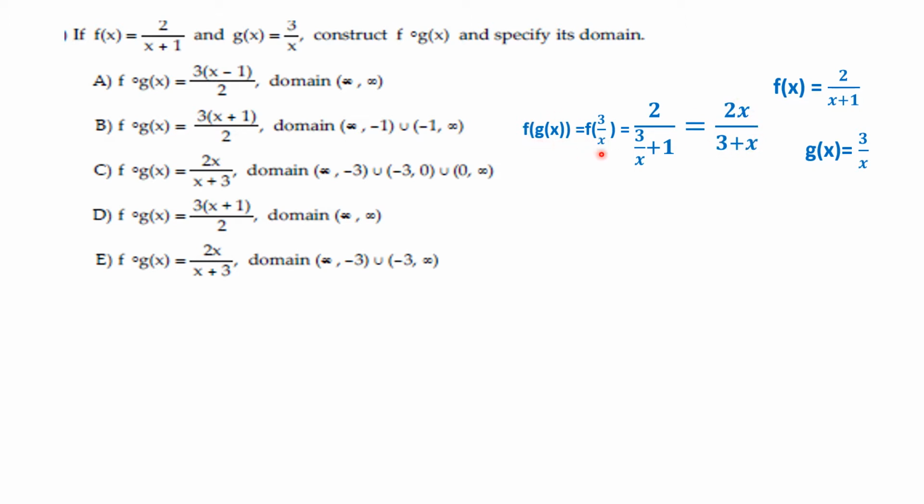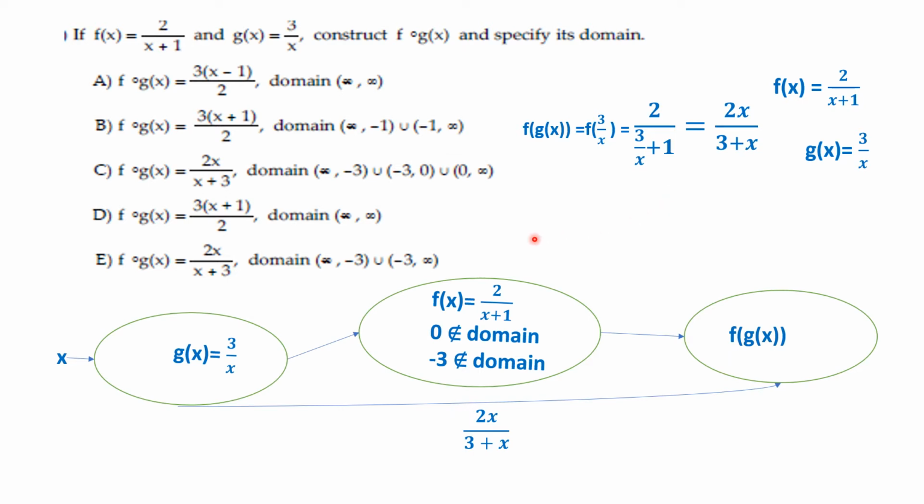Now let's get going with the other part, which is the domain. We want to find the domain. To find the domain, we're going to have a diagram over here. G of x receives as input x, and it produces as output 3 over x. So this is g of x. Its output is going to be 3 over x, and it is going to be fed into the function f of x. So f of x will get 3 over x going in.